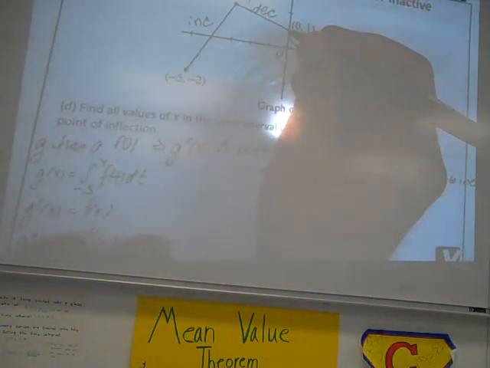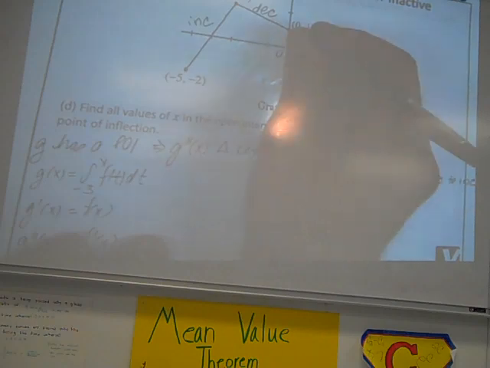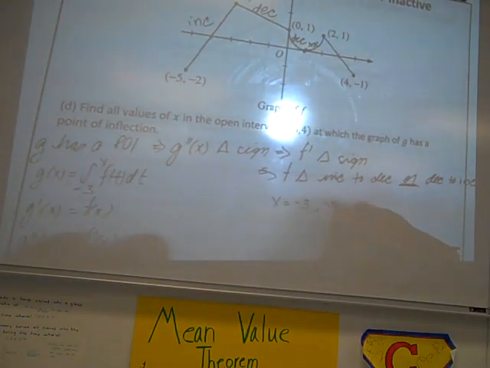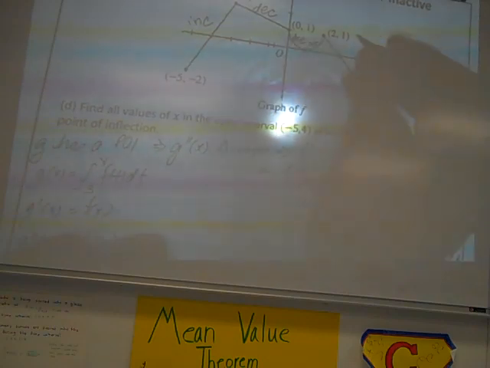From -3 to 0, the graph is decreasing. From 0 to 1, still decreasing, not a change. At 1, we change to increasing. So there we go again, x equals 1.